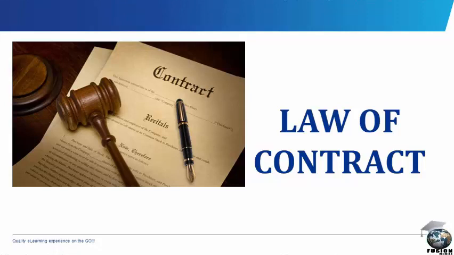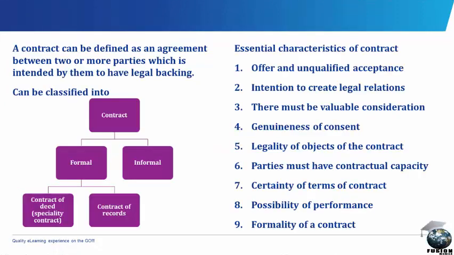Law of contract. A contract can be defined as an agreement between two or more parties which is intended by them to have legal backing. A contract can be classified into formal and informal contract. And under formal contract, we have the contract of deed or specialty contract and contract of record.